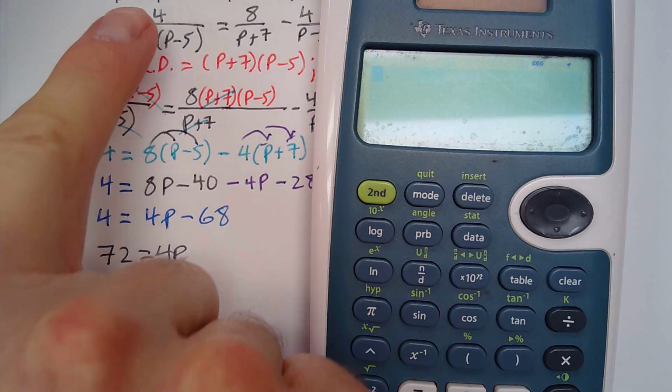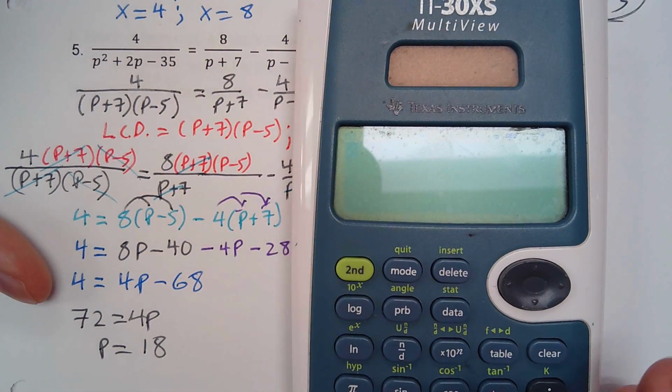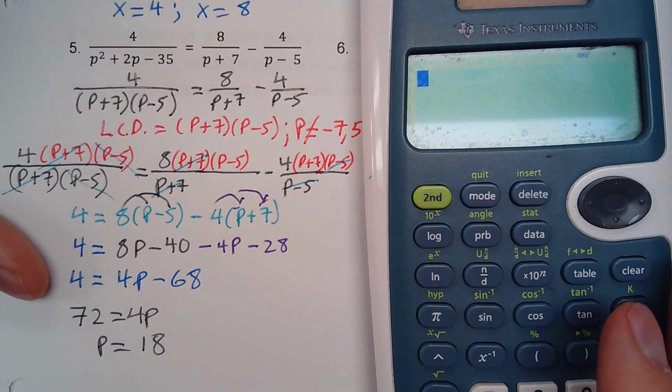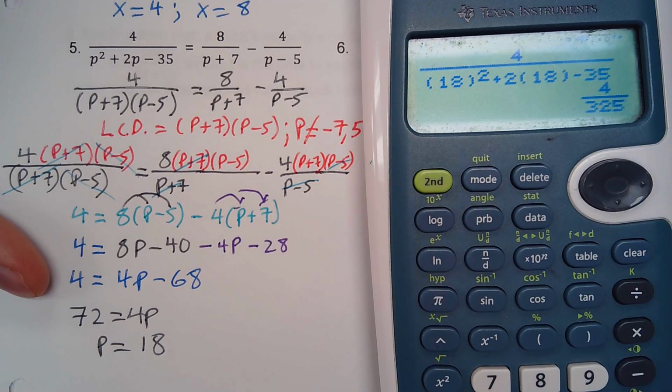Again, I do not want to do this by hand. Go back to my original equation. So I'm going to use my calculator. So let's first do the left side. I'm going to do my fraction key, 4 over parentheses 18 squared plus 2 times 18 minus 35. Now you really see why I didn't want to do that by hand. Look, that's an ugly fraction.